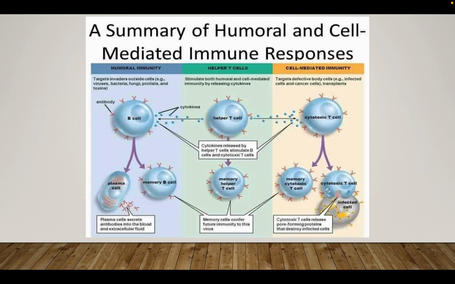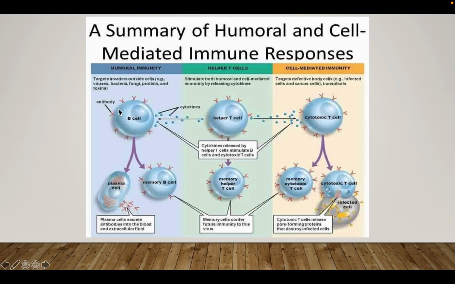So this is a picture that is showing just an overview of what's going to be going on in humoral immunity and cellular immunity, and then there are helper cells which interact between and are positioned between humoral and cell-mediated immunity.